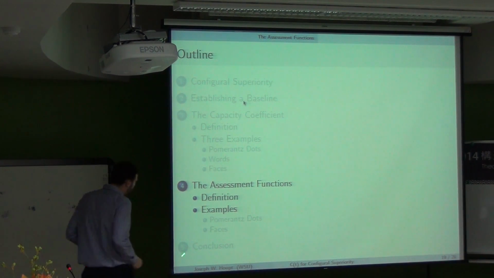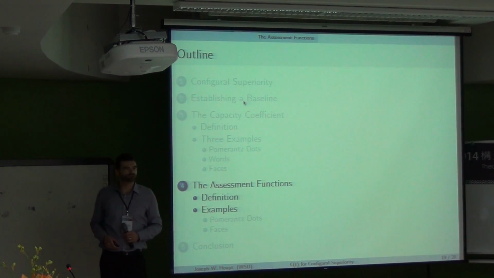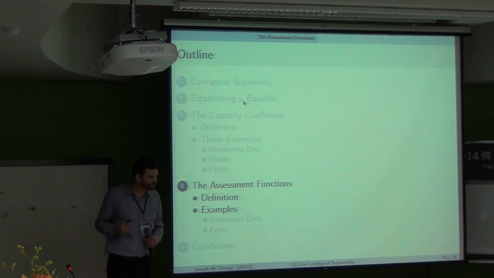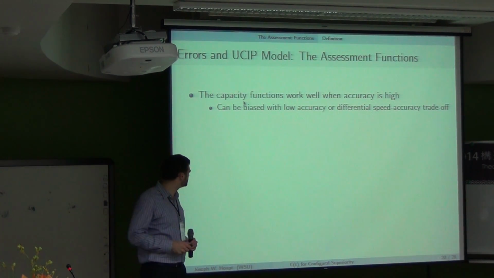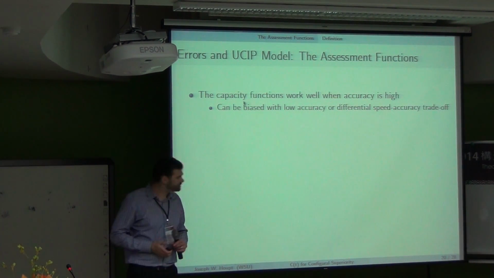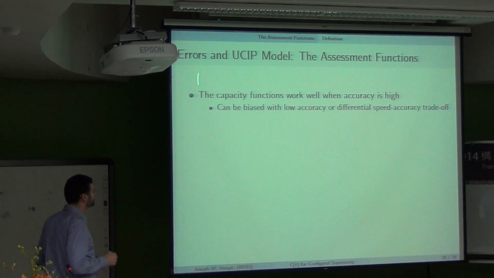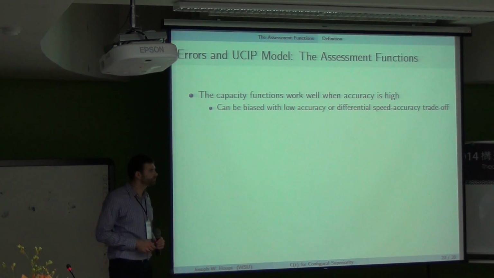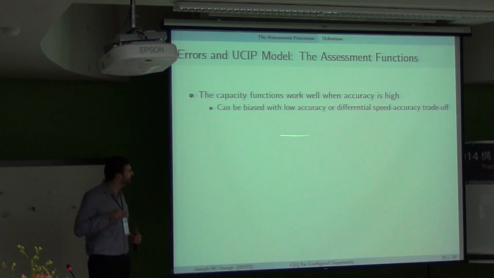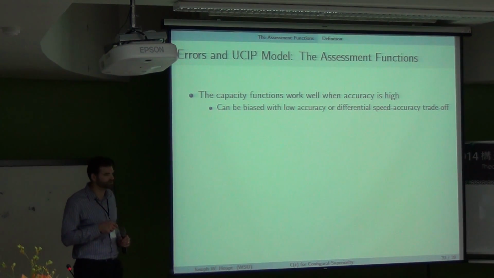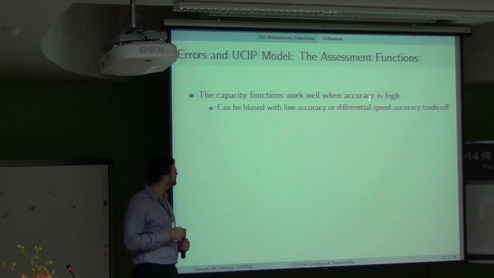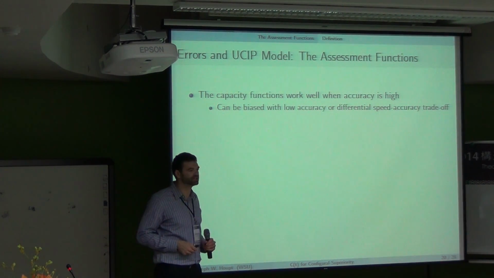Okay, so I also introduced the assessment functions yesterday. We can look at these same data sets with the assessment functions. One thing to point out is capacity coefficients are really designed to work around high accuracy situations. But they can actually have biased performance when you have low accuracy overall, where you start to get into conditions where you have differential speed accuracy trade-offs.